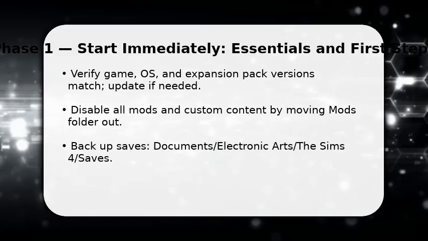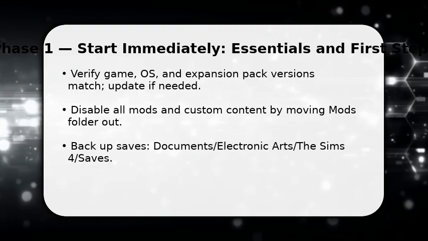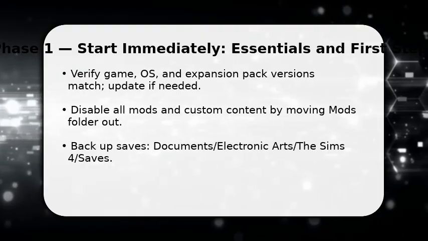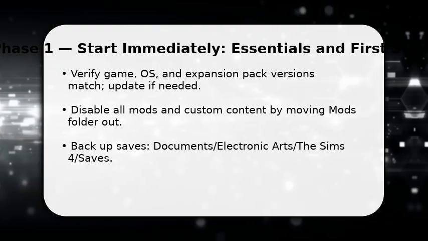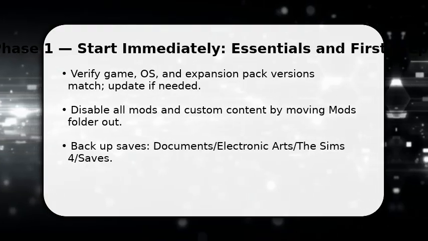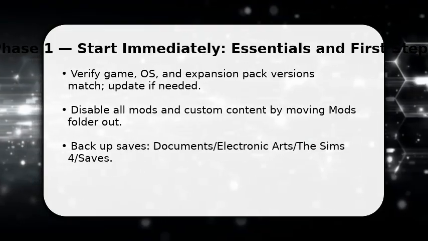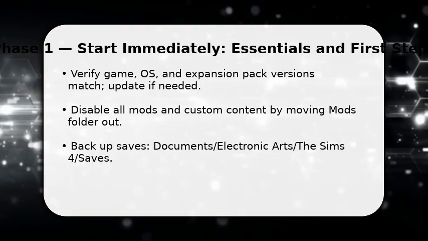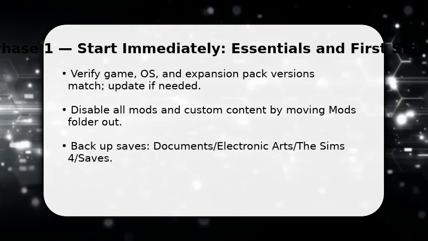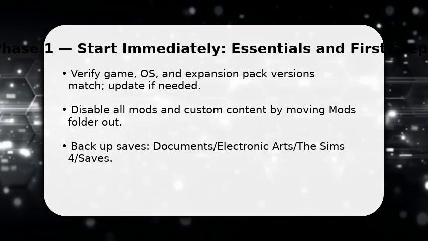You start by confirming the basics, because mismatched versions often remove interactions. First, update the Sims 4 and any packs, then shut the game. Next, disable mods and custom content by moving the mods folder out of the Sims 4 directory. This isolates conflicts. Also, back up your saves folder to avoid lost progress.